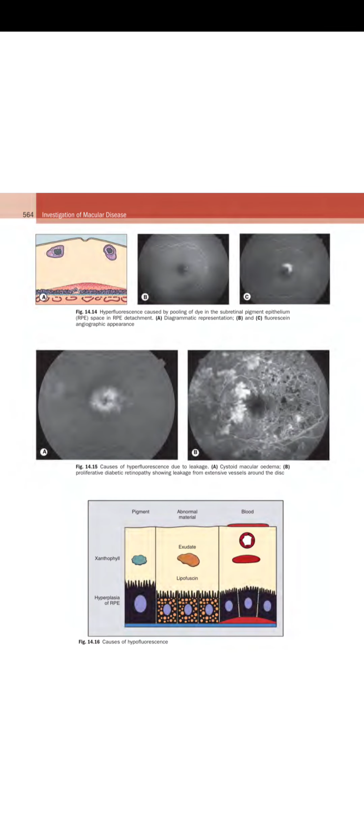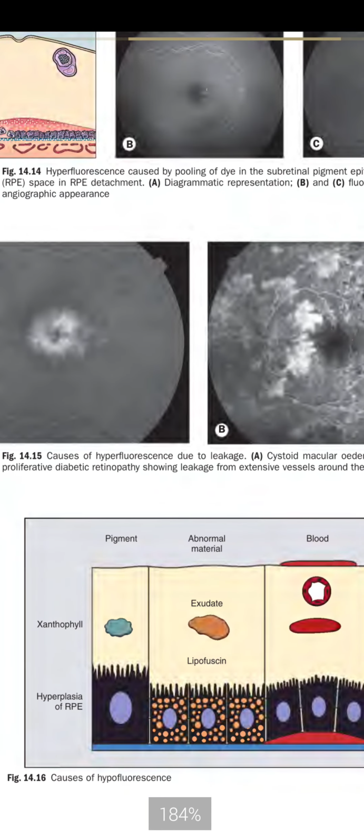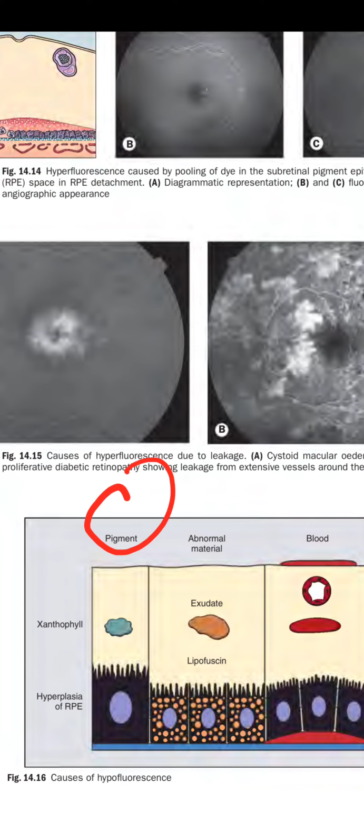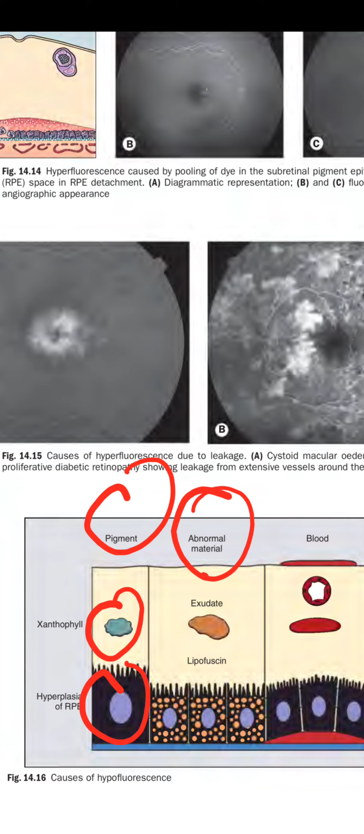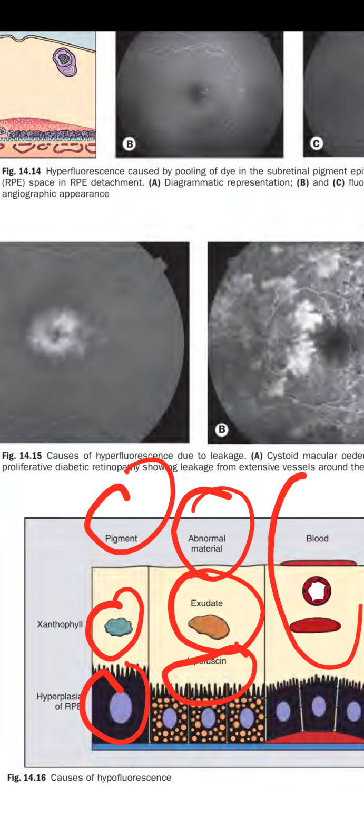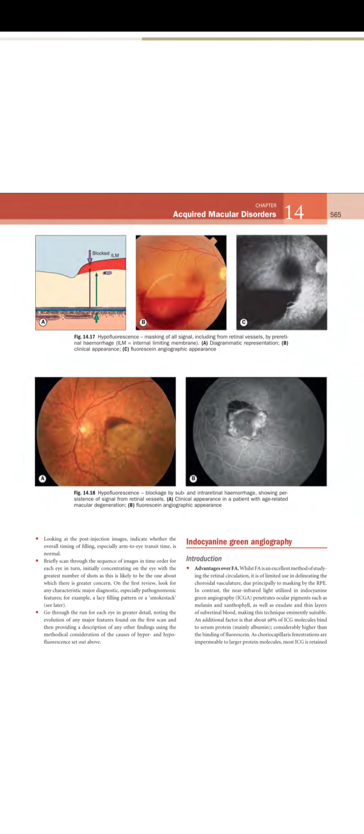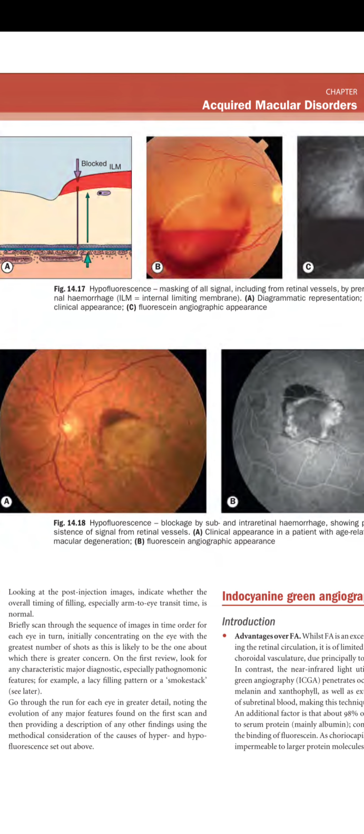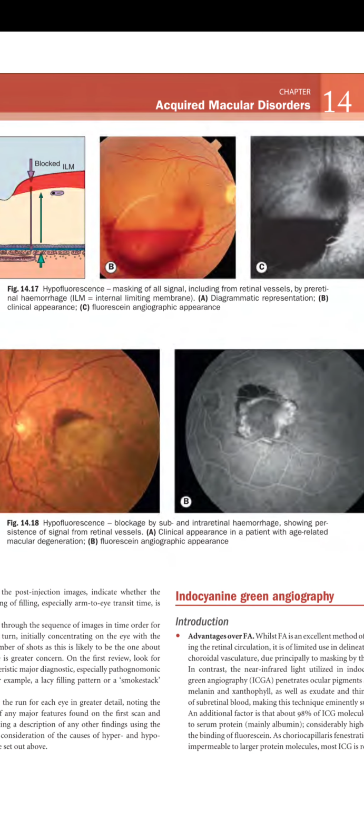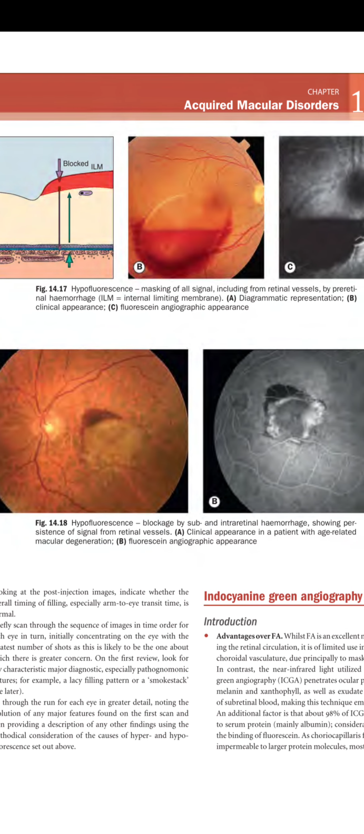So this is a figure showing the causes of hypofluorescence. For example, if there is any pigment present, any xanthophyll, or hyperplasia of the RPE, it can cause hypofluorescence. If there is any abnormal material present, any exudate, or lipofuscin, it will cause the area to appear dark and hypofluorescent. If there is any blood, which can be intra-retinal, subretinal, or pre-retinal, it can cause blockage of the background fluorescence as well. This is hypofluorescent masking of all signal, including from the retinal vessels, by a pre-retinal hemorrhage under the ILM.